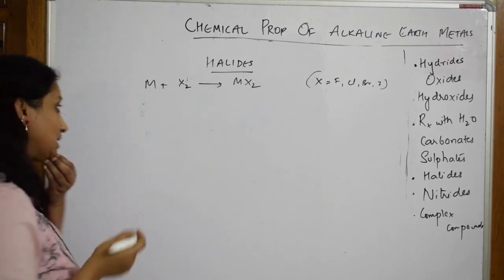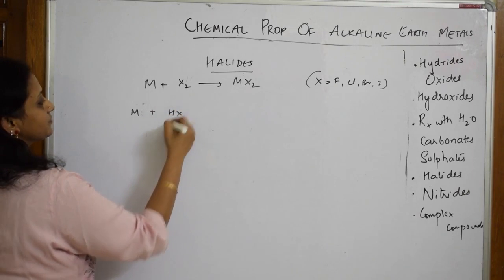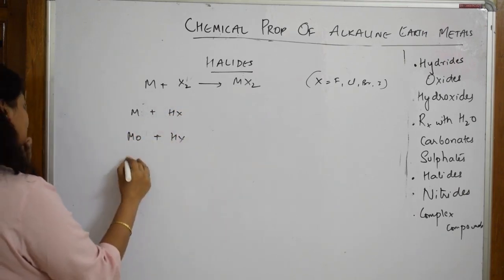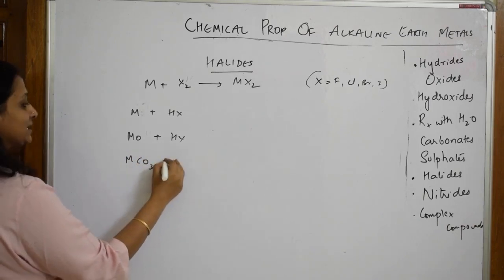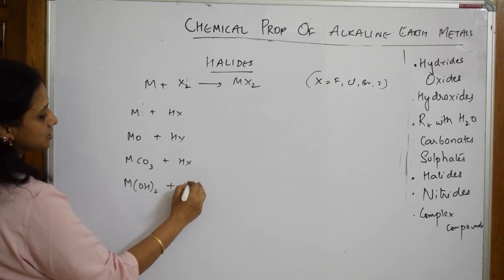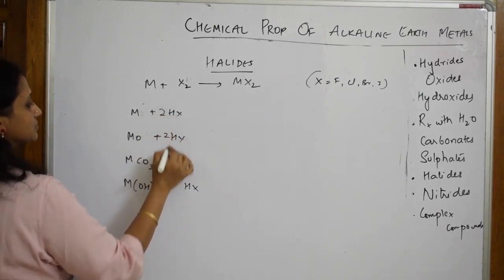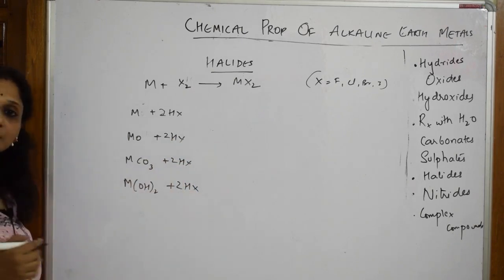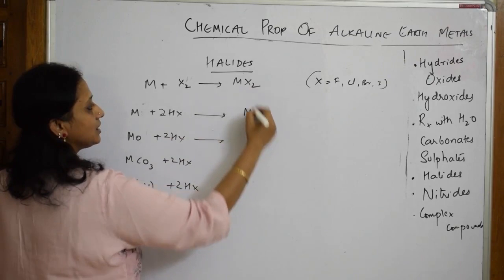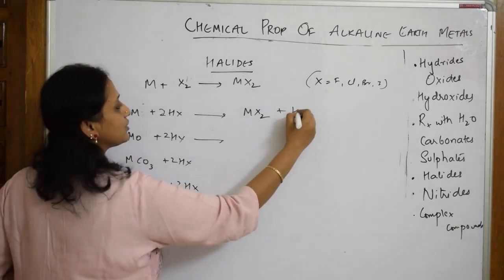Now, let me write M, metal, combining with HX. Metal oxide combining with HX. Metal carbonate combining with HX, metal hydroxide also combining with HX. Everywhere, let me take 2 moles of HX. Now what happens when it combines? The first thing, it's going to form a halide of type MX2 and the leftover hydrogen.